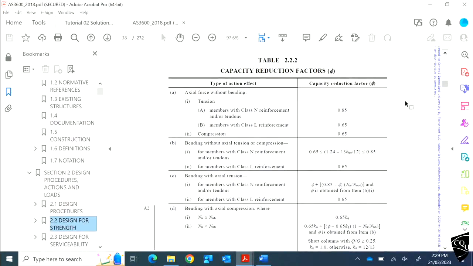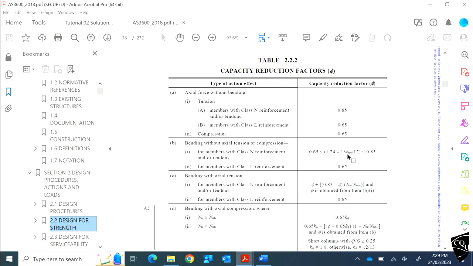For bending without any axial, this one, okay, this is the ku, so this is the phi value. If you substitute any k value less than 0.36, you will get 0.85, okay, because it can't exceed 0.85.